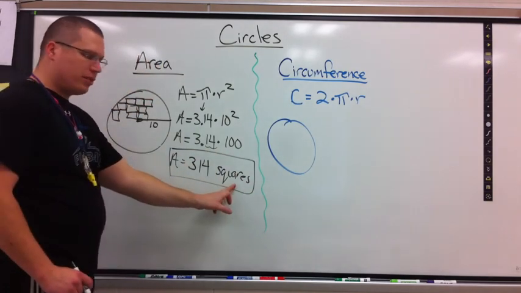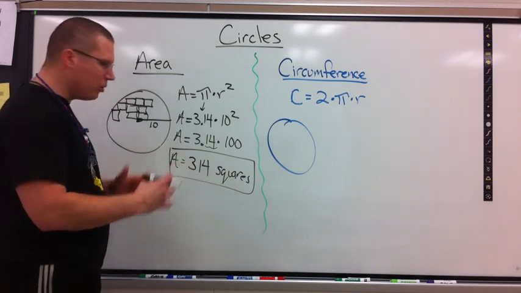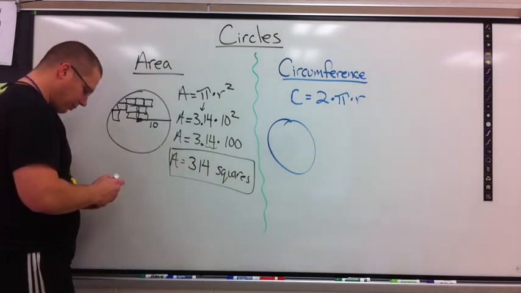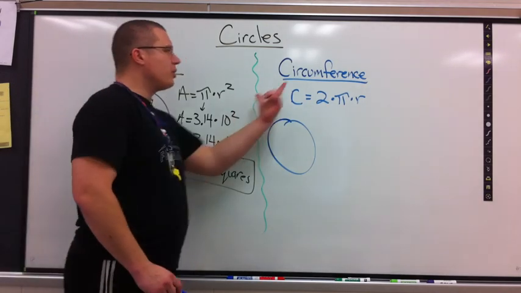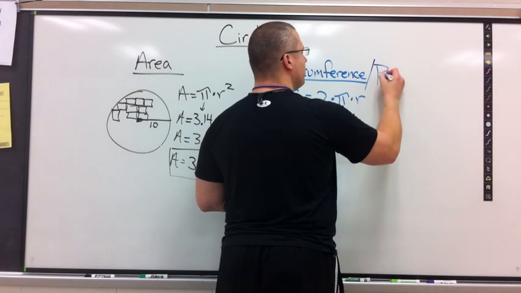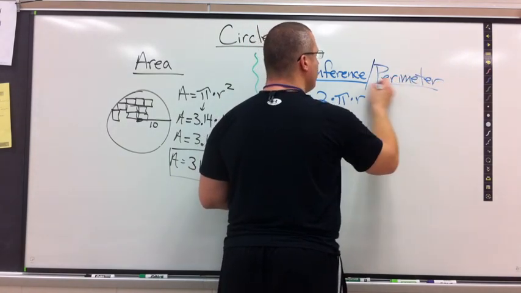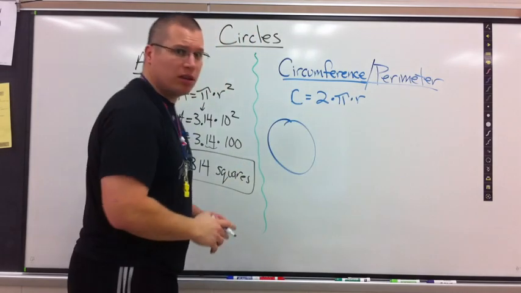I'm going to come back to this word in a second because it's going to become important to help us keep things straight. Area, we've done it. Circumference is another word for the perimeter. It's distance around. Perimeter. Why is it different? Well, because it's a circle.